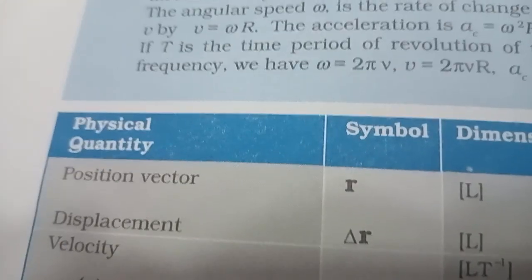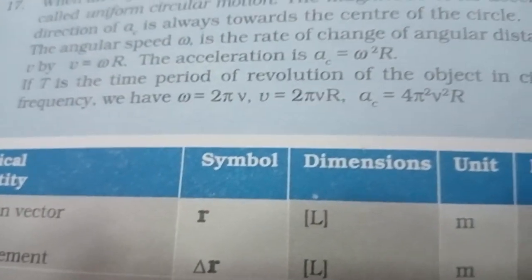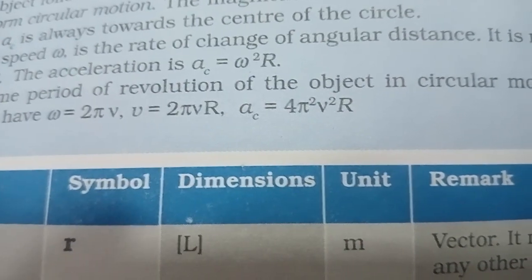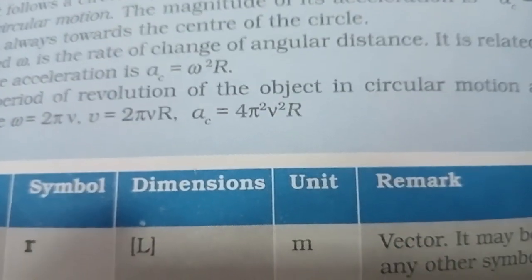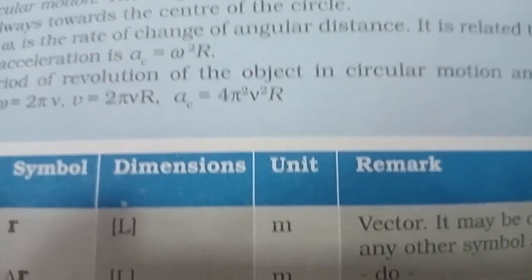If T is the time period of revolution of the object in circular motion and nu is its frequency, we have omega is equal to 2 pi nu, v is equal to 2 pi nu r, and ac is equal to 4 pi square nu square r.